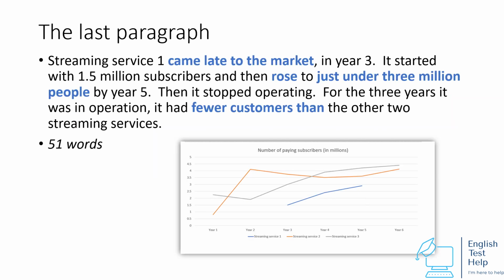And the last paragraph. Streaming service 1 came late to the market in year 3. It started with 1.5 million subscribers and then rose to just under 3 million people by year 5. Then it stopped operating. For the 3 years it was in operation, it had fewer customers than the other 2 streaming services. Fewer than. Remember, you must be able to compare.